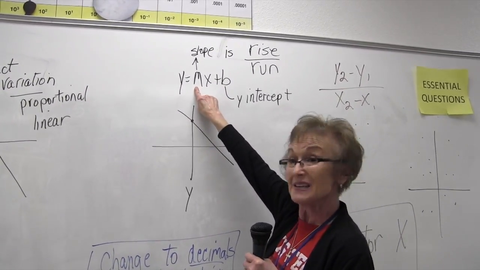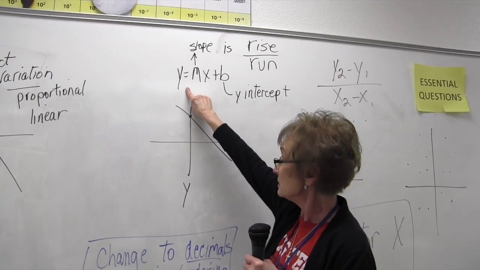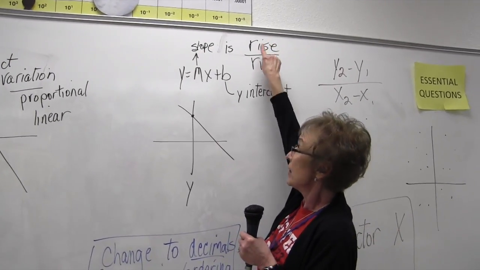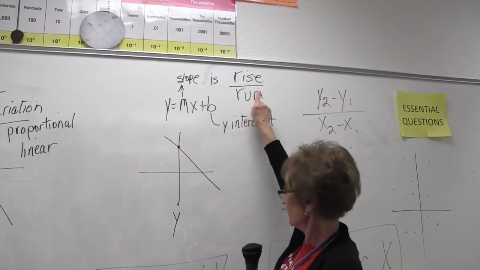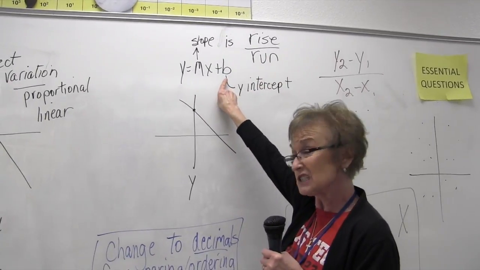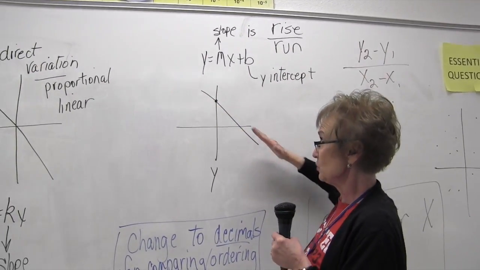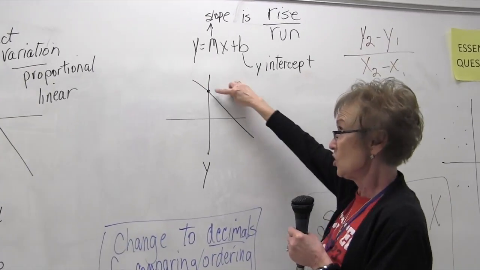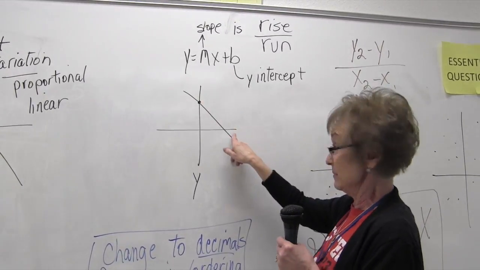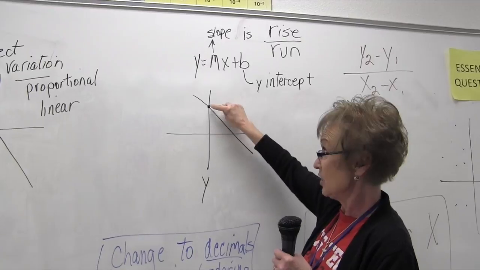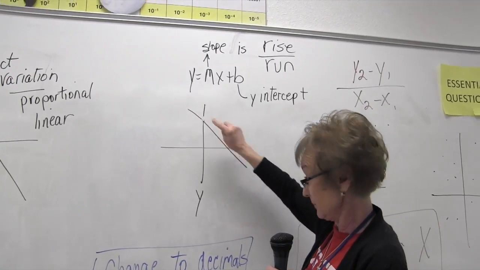Our slope is still in front of the x. The slope is the rise over the run number. The b is where we usually start. It is the y-intercept, where our slope line crosses the y. Doesn't matter where it crosses the x. The y is the important thing.